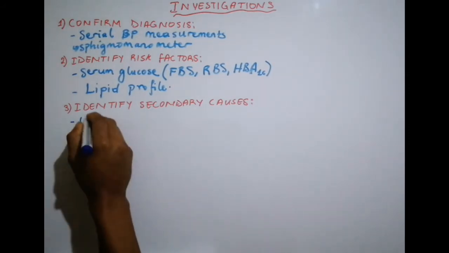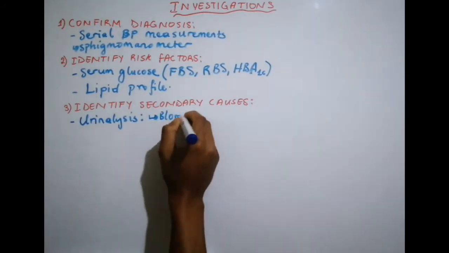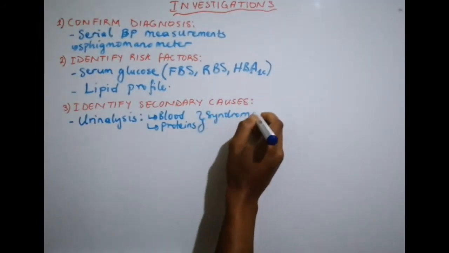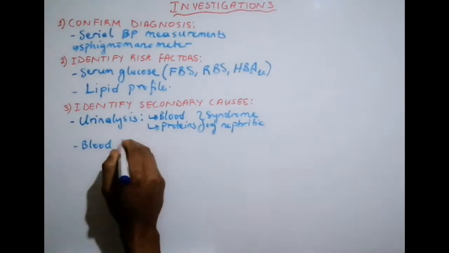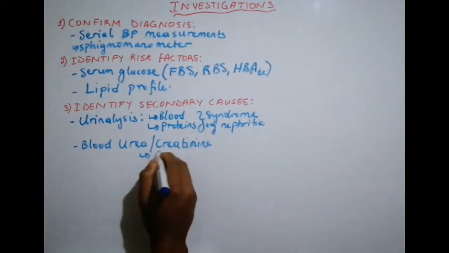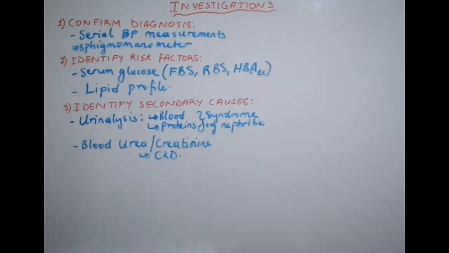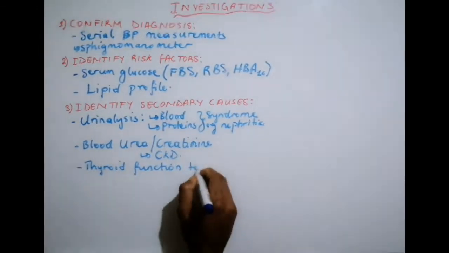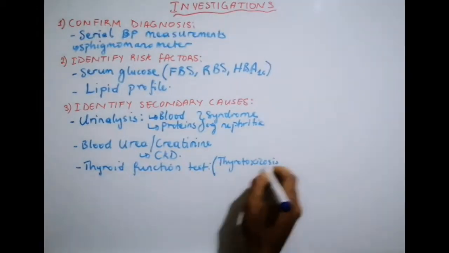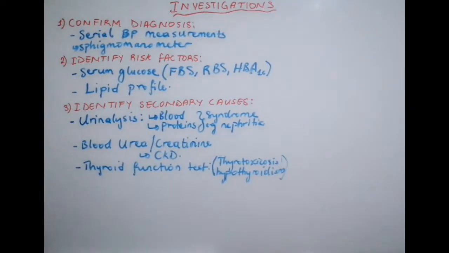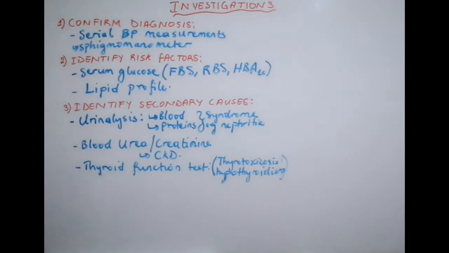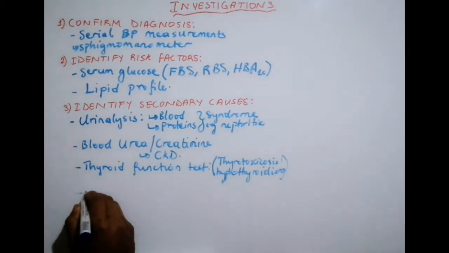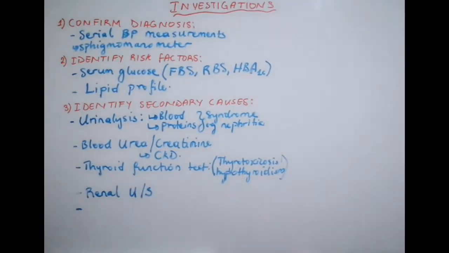We should also identify secondary causes, such as in urinalysis, the amount of blood and proteins tells us the syndrome involved, which can guide us to whether it's a glomerulonephritis. Blood urea and creatinine help us diagnose a chronic kidney disease, which can be a cause or a consequence of hypertension. Thyroid function test is important to diagnose a thyrotoxicosis or hypothyroidism.